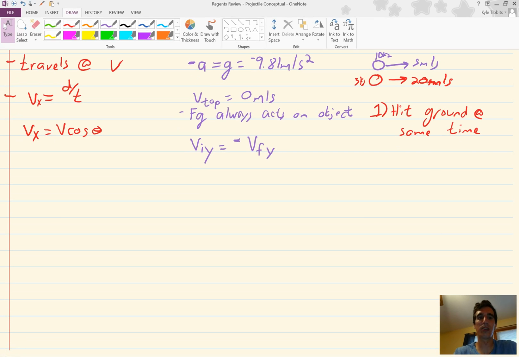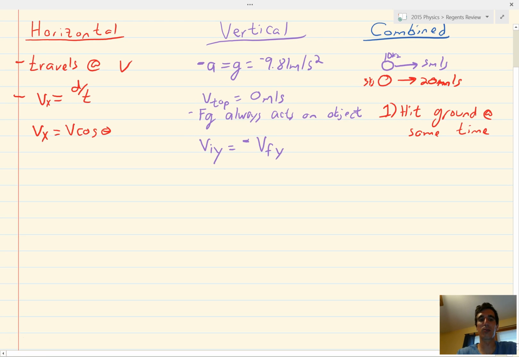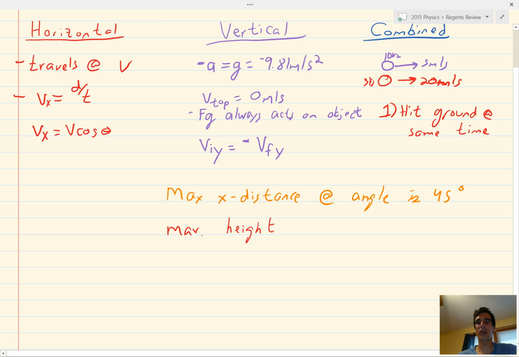A couple more things. One, the sweet spot to get the maximum x distance, when hit at an angle, is 45 degrees. So that's the sweet spot. Now to get the maximum height, that's in the vertical direction. Well, to get it to go as high as possible, you want to throw it straight up, so that angle is at 90 degrees.